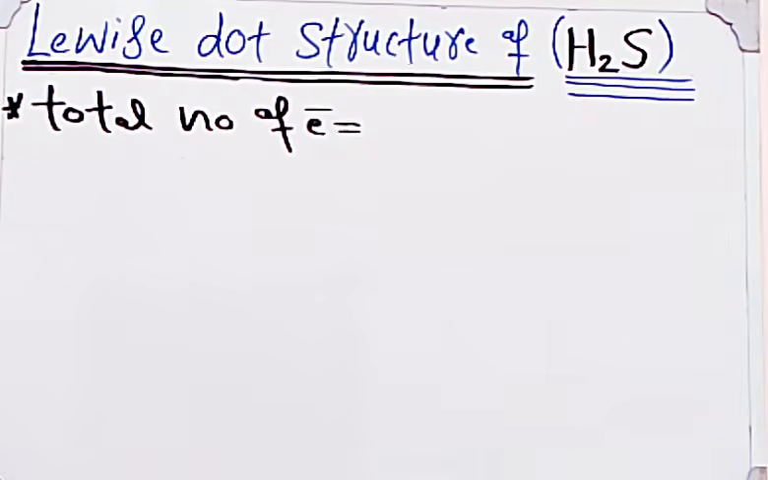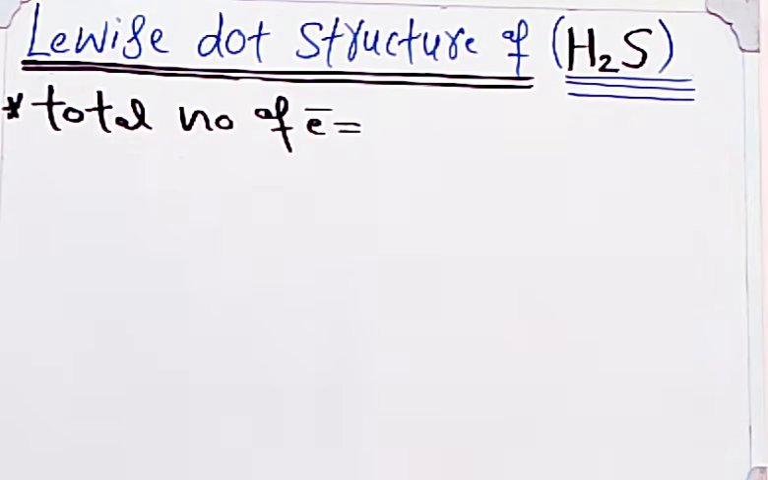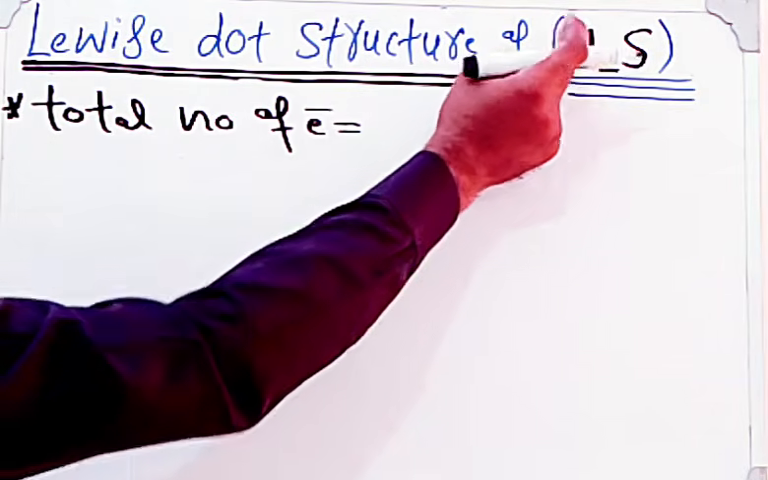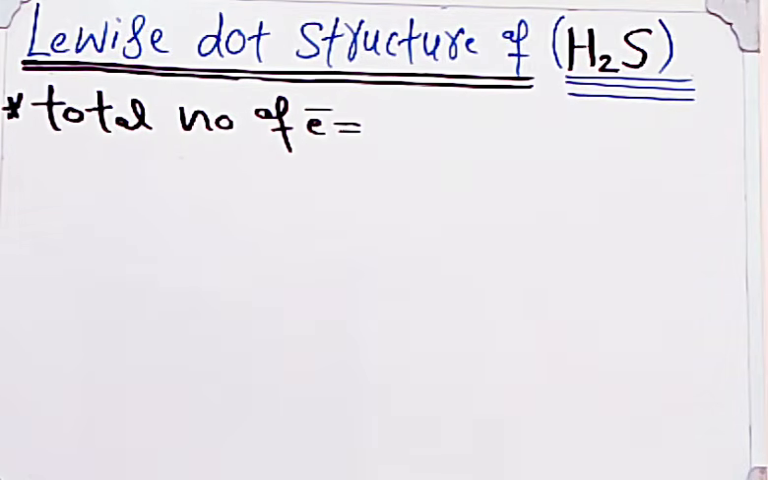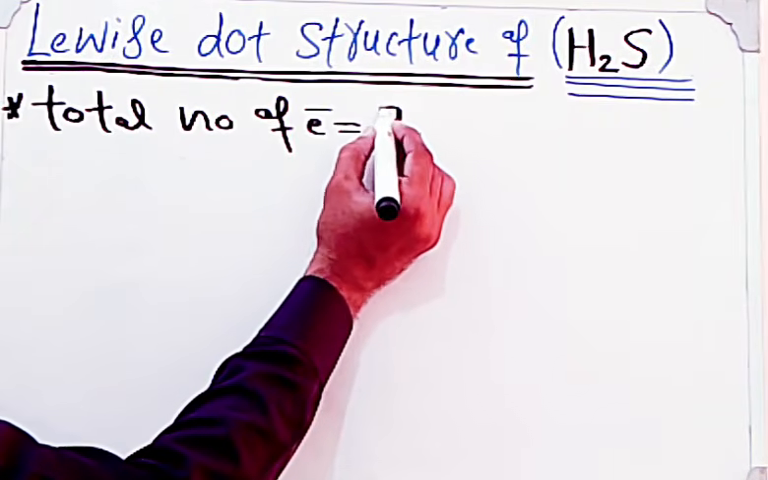Students, in this video, we are going to draw the Lewis structure for hydrogen sulfide, H2S. Students, the first step is that we count the total number of electrons. We know that hydrogen is present in group 1, so it provides 1 electron. But 2 hydrogen atoms provide 2 electrons.